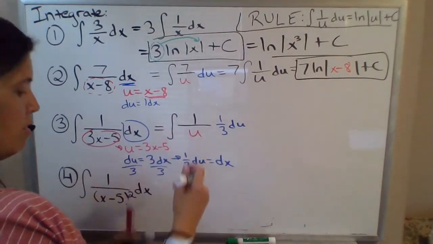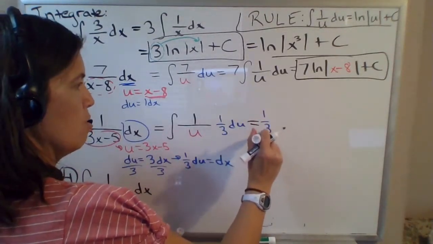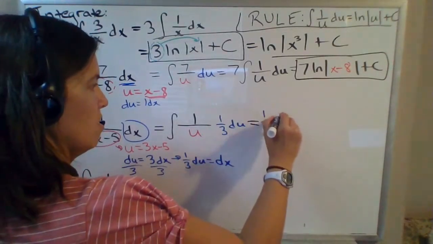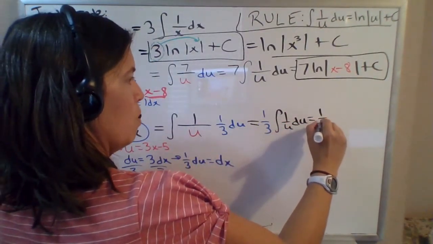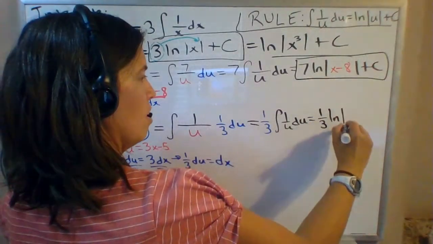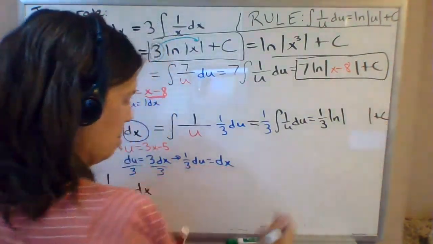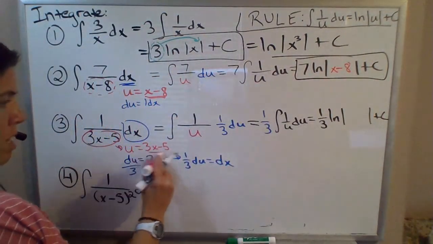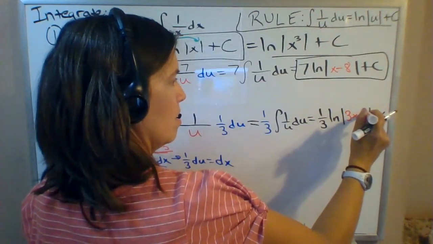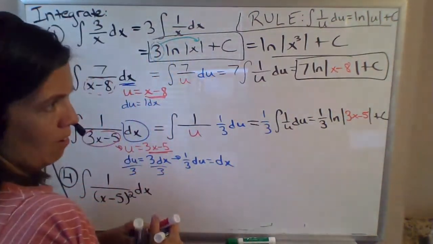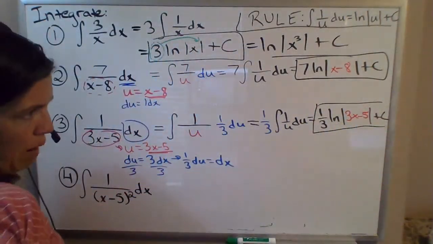Bump that 1/3 outside. So this is equal to 1/3 times the integral of 1/u du. So this is equal to 1/3 times the natural log of the absolute value of u plus c, where u is 3x minus 5. Now, here, I'll box that up. This is a perfectly acceptable answer, in my view.